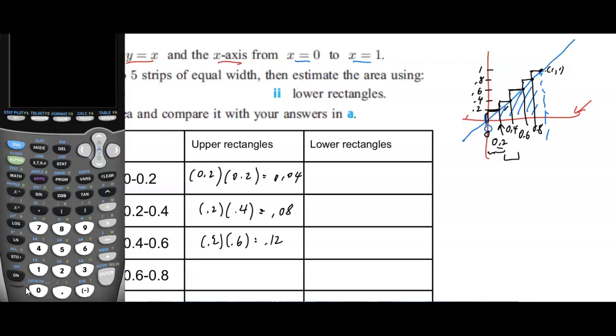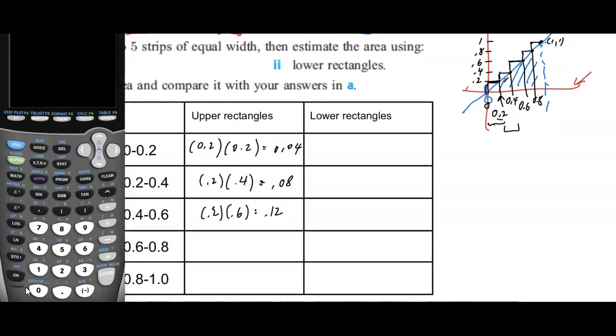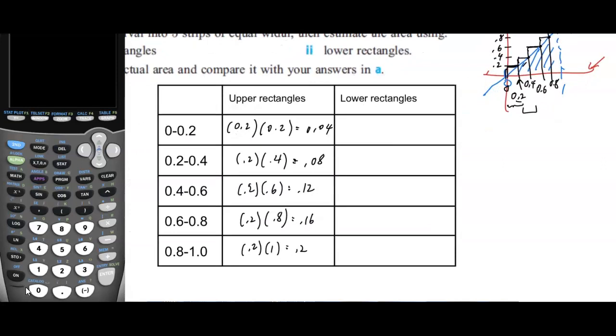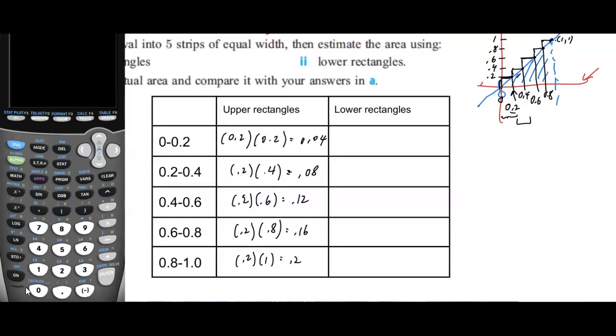I'm basically finding the area of each one of these little rectangles by first writing down the width and then writing down the height. And the last one would be 0.2 times 1, which would be 0.2. So if I added up 0.04, 0.08, 0.12, 0.16, and 0.2, that would be my estimate of the entire triangle using upper rectangles. If I use lower rectangles, the widths would always be 0.2 also.